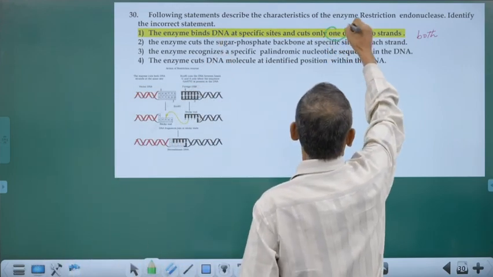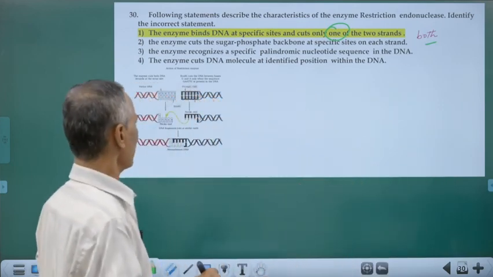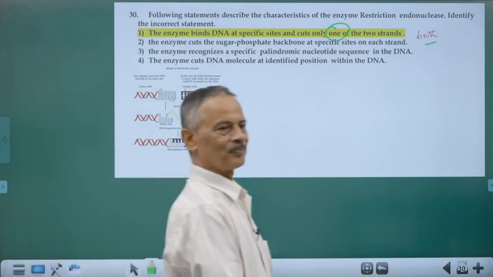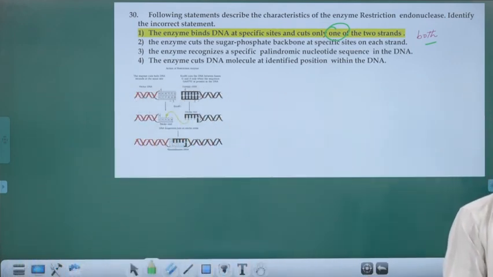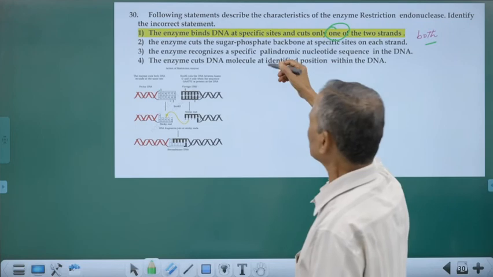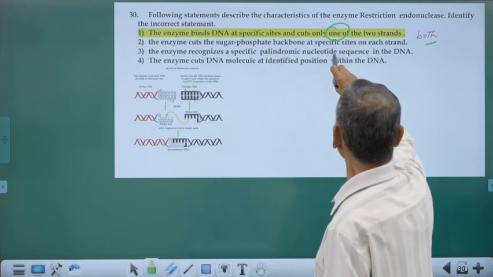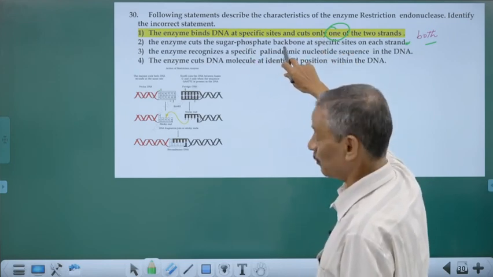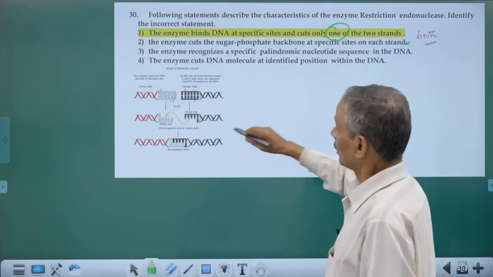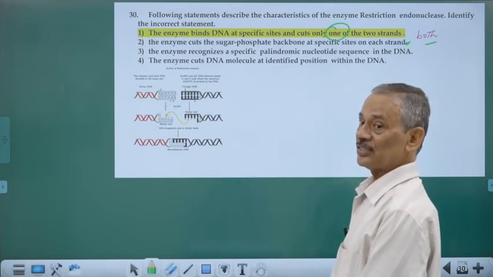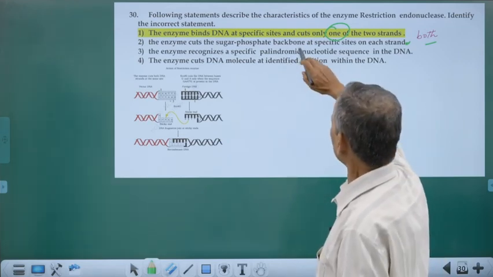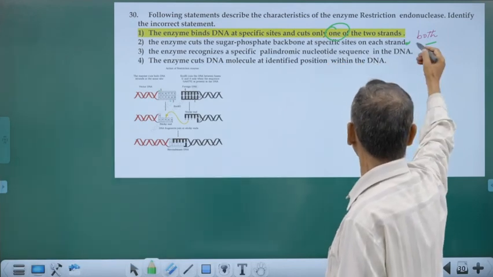No, they will be cutting both strands. Both the strands are cut. This strand and this strand are cut. If only one strand is cut, they are called nicking enzymes. Only one strand is broken. The enzyme cuts the sugar phosphate backbone at specific sites on each strand. Yes. What is the sugar phosphate backbone? The adjacent nucleotides are connected together by ester phosphate bonds. That is the correct one. So the enzyme cuts the sugar phosphate backbone at the specific site of each strand.